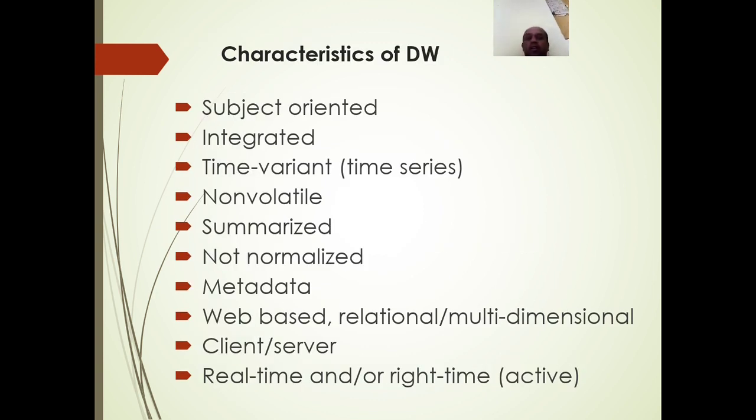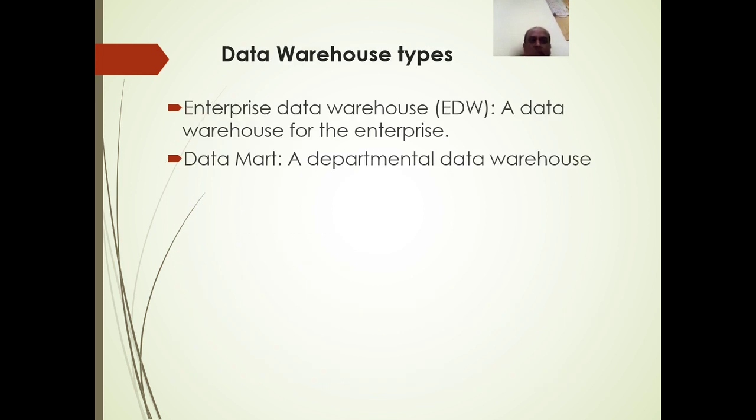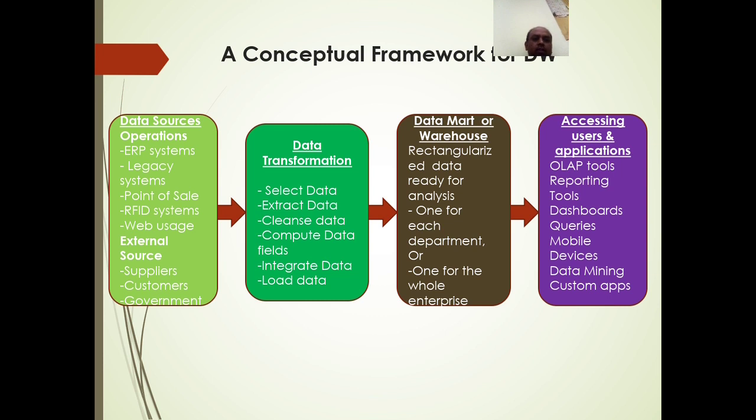So these are some of the characteristics of data warehousing: subject oriented, integrated, time oriented, non-volatile, summarized, not normalized, metadata, web-based, relational, multidimensional, client-server model, real-time or right-time. So we have different types of data warehouses. One is for the enterprise, which is called EDW, and the other is the data mart, which is a departmental data warehouse.